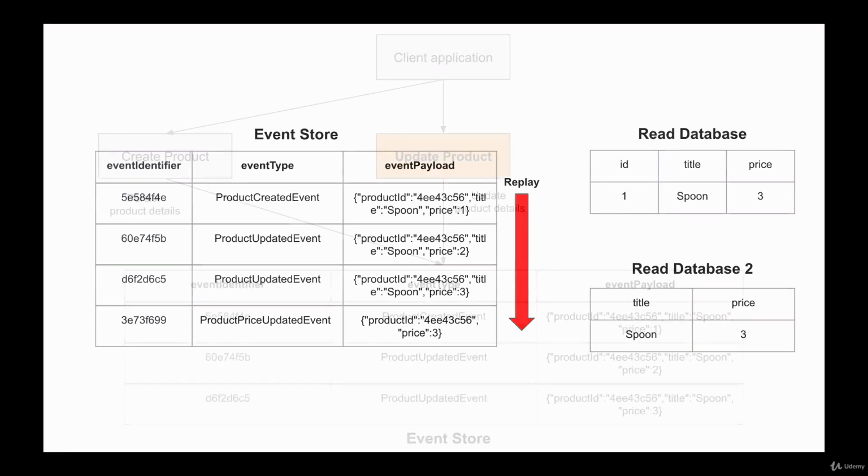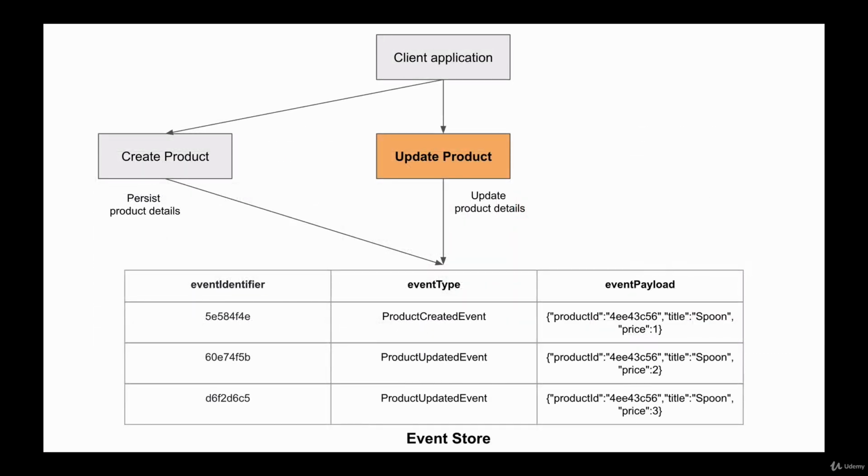from the event store. Let's consider an example of the update product command. When our CQRS application that uses event sourcing handles the update product command, the state of the product will first be reconstructed by replaying every single event that took place for that product. And once the state of the product object is reconstructed, it will be updated with new details, and then a new event will be persisted in the event store.